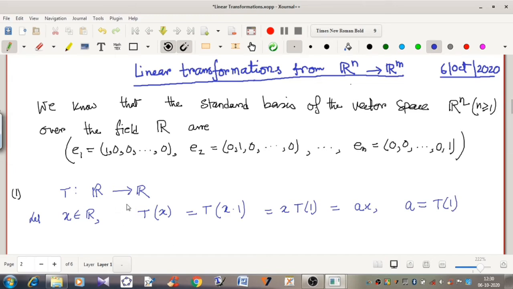So the linear transformation T from R to R can be determined by the value of T at the point 1. If the value of T at the point 1 is 0, then this linear transformation is nothing but the zero linear transformation.